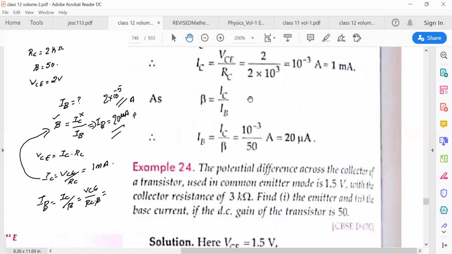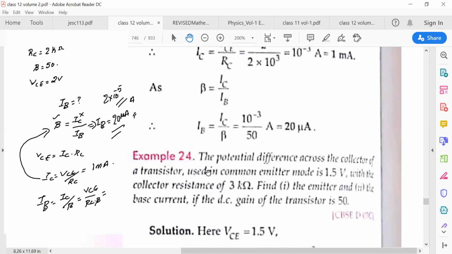So question 24, you try. Similar to that also. So find 24. Here they have given the potential difference across the collector. Remember, potential difference across the collector is nothing but your VCE. So VCE is given.